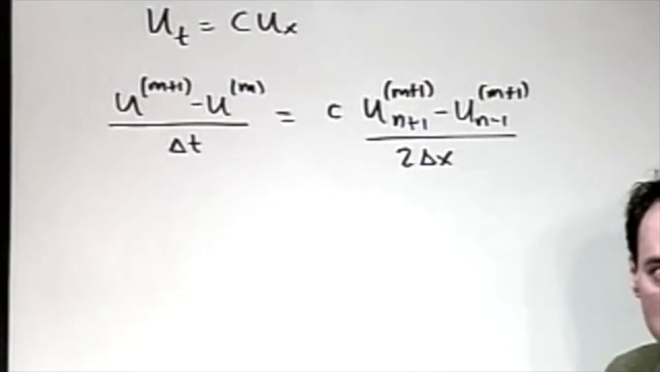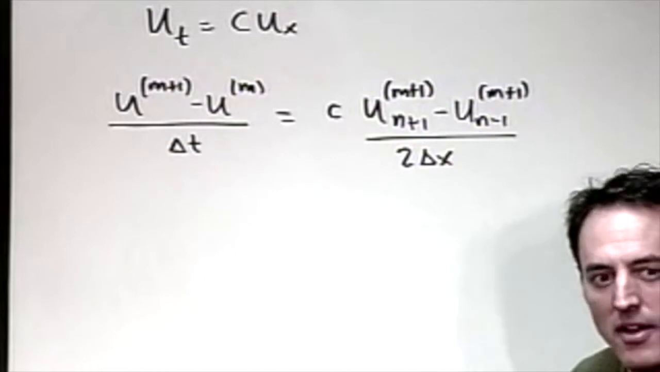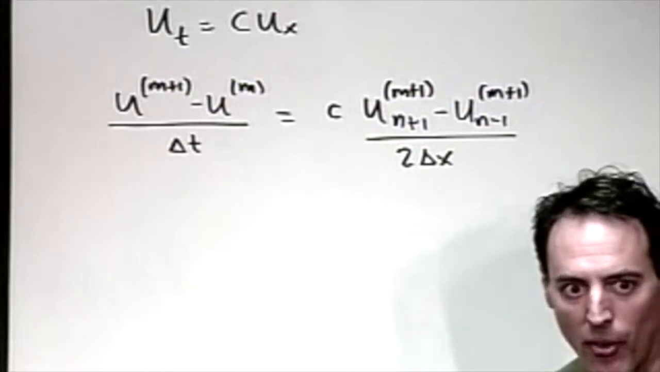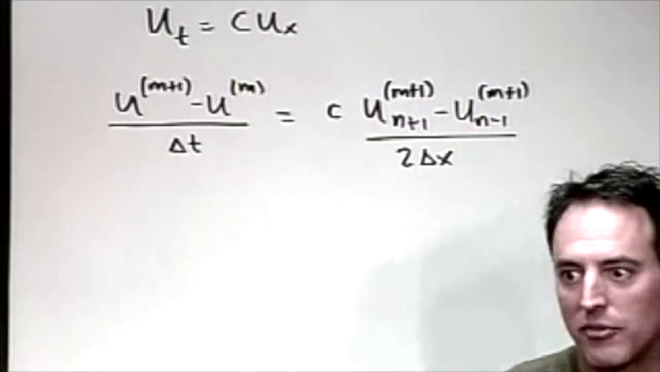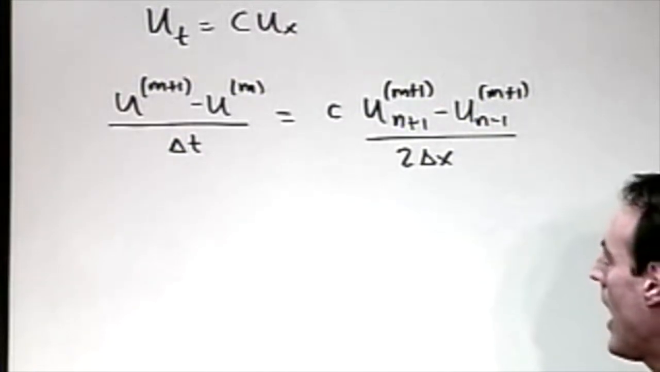We'll evaluate the spatial derivative at the future. Now, partly you kind of go, that's kind of a dumb idea. I don't know what the future is. The whole point of this iteration scheme is to get the future point. But notice what happens when you do this.